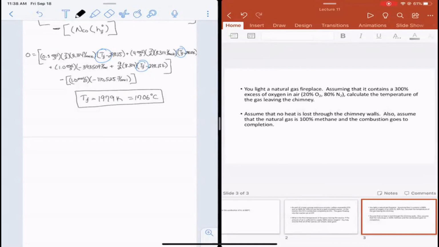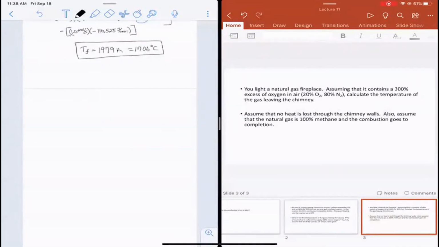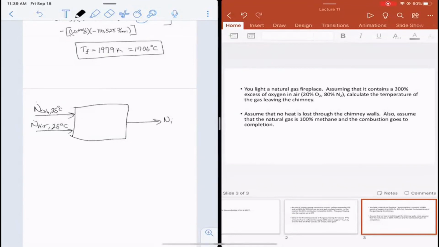Okay, so our system, if we want to think about it that way, is that we have some fireplace, right? And we have some flow rate of natural gas that's coming in, and let's say it's being supplied at standard temperature and pressure. And then we also have some flow rate of air that's coming into the system, which we're also going to assume is at standard temperature and pressure. And so what we're really asked to find is the flow rates that are leaving and the temperature that's leaving.